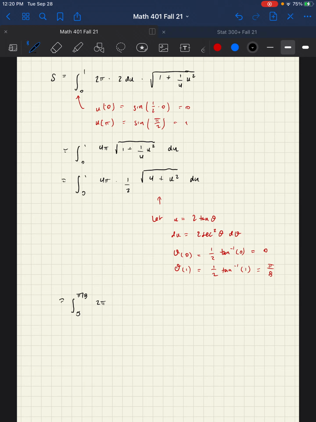Then all this becomes the integral from 0 to pi over 8 of 2 pi times the part inside the square root, which becomes secant squared, so that's times secant theta times 2 secant squared theta d theta. Pulling out a 4 pi, we get the integral from 0 to pi over 8 of secant cubed theta d theta.